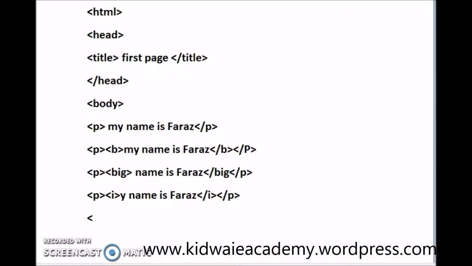We will type P, small tag, Faraz, small, exclamation mark, and we close this tag. Okay, now there are some other tags also, like strong. It makes the text strong, but we don't use it right now.